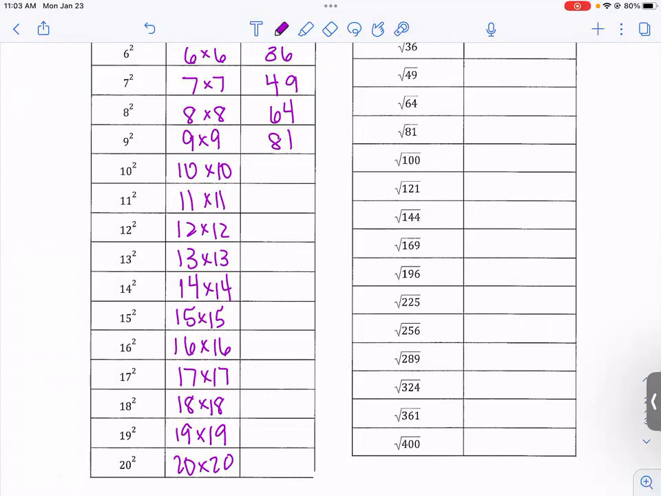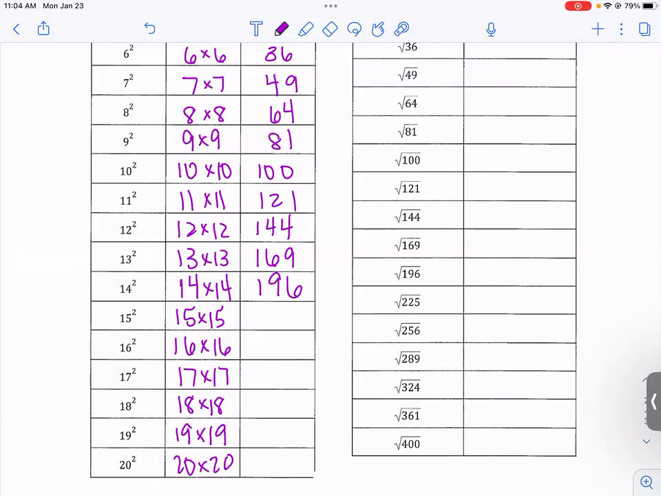You're using a calculator. Can we do 14? I'll do 4. 4 times 4 is 16. Brady, what's 14 squared? 196.